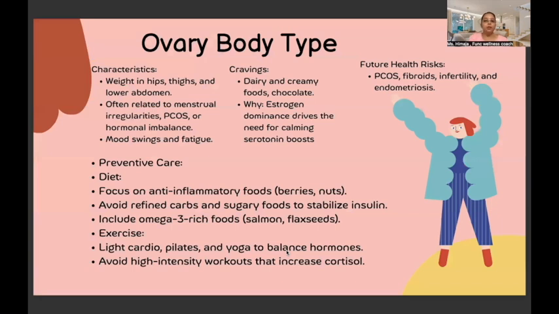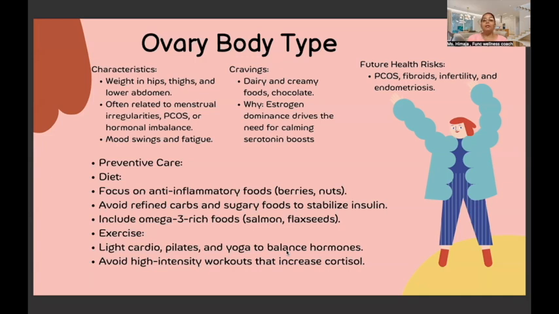And next, ovary body type. So what are the characteristics? A person will have weight in the hips, the thighs, and lower abdomen. It is often related to menstrual and gynec irregularities like PCOS, infertility issues, and hormone imbalances. They also have lots of mood swings and always feel fatigue.